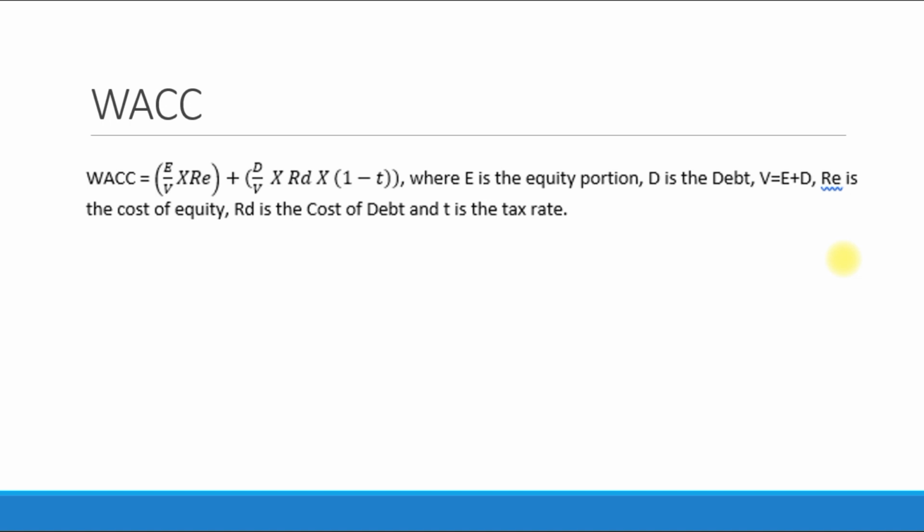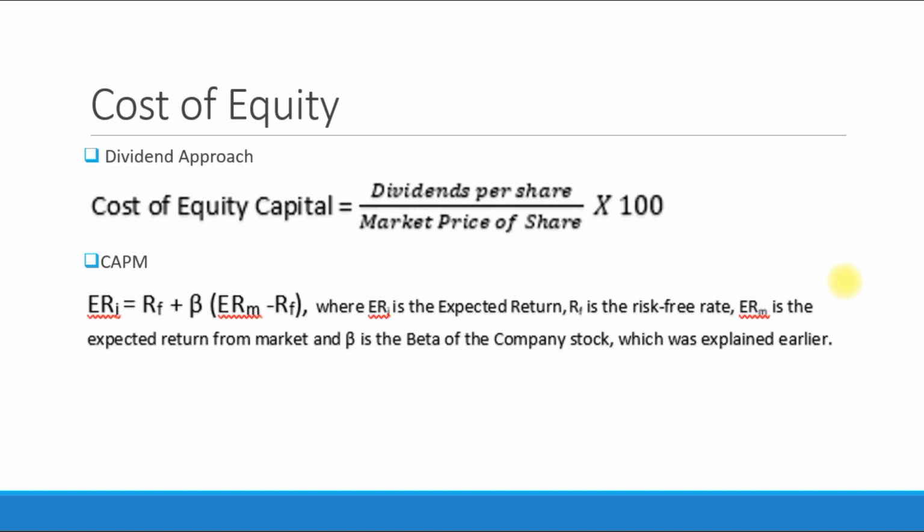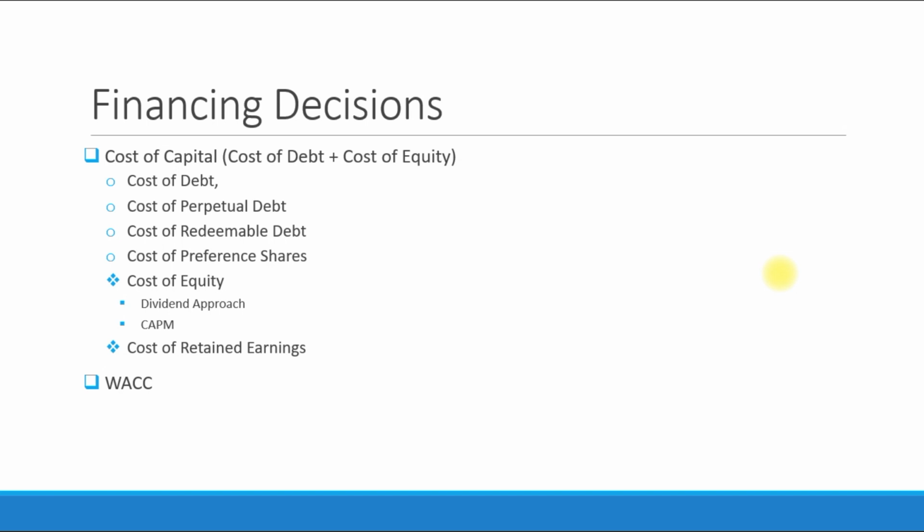So this completes the topic which we have discussed, which is basically assigning weights in WACC. So that is also covered. So we have almost covered most of the topics under financing decisions.